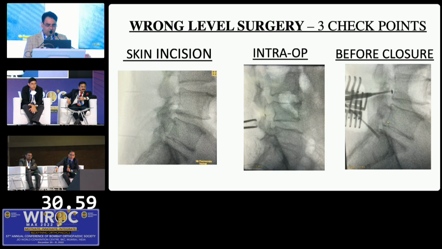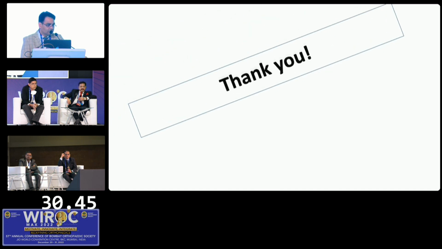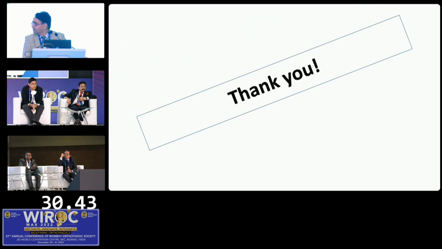One important point in complications which I would like to discuss is wrong level surgery. And I always have 3 checkpoints: one at the skin incision, one before cutting the lamina, and then before I come out. So I think that was from my part. Any precautions that you take to prevent excessive bleeding?